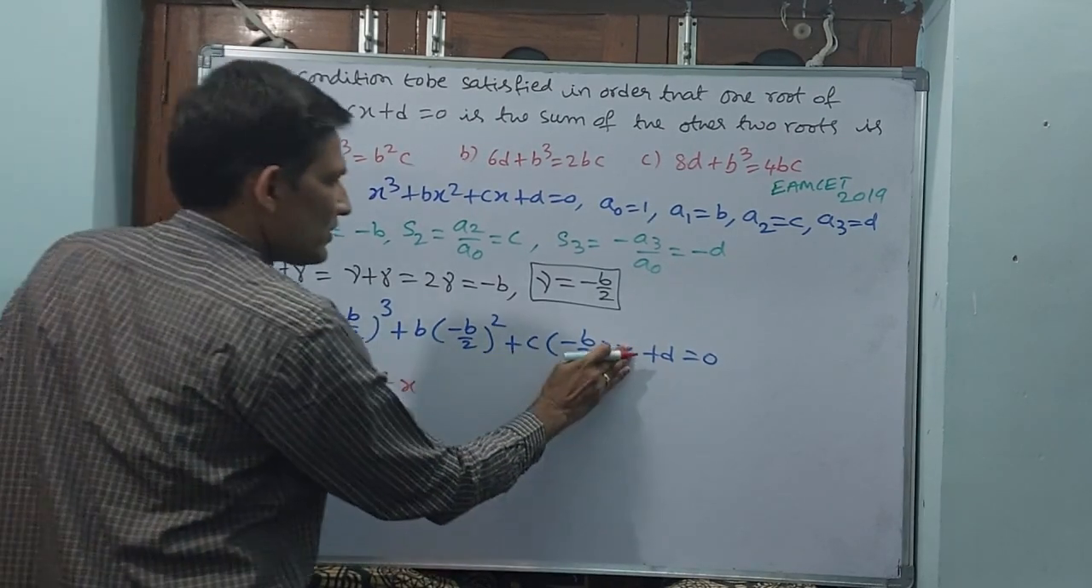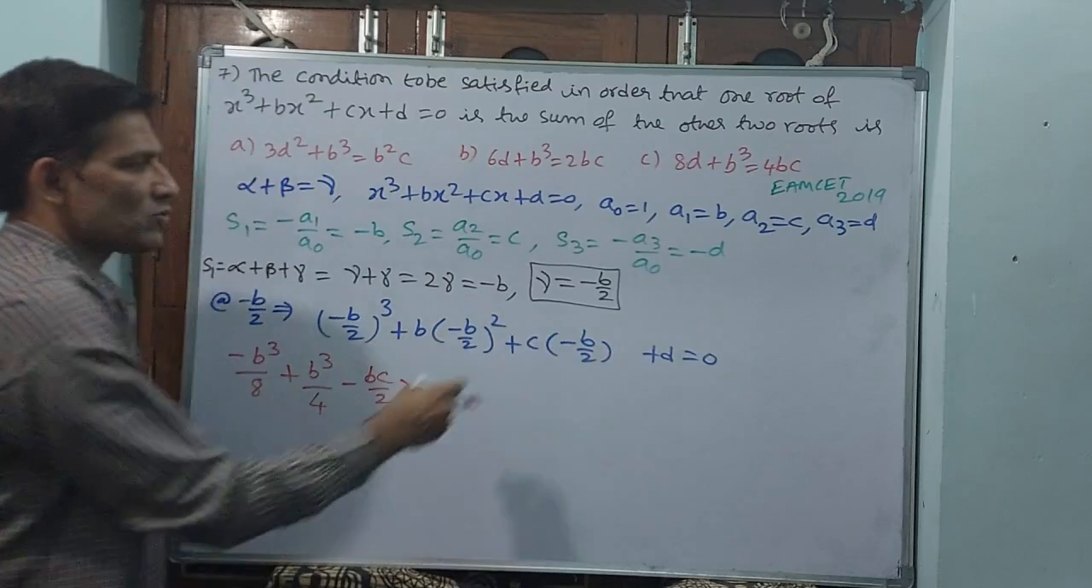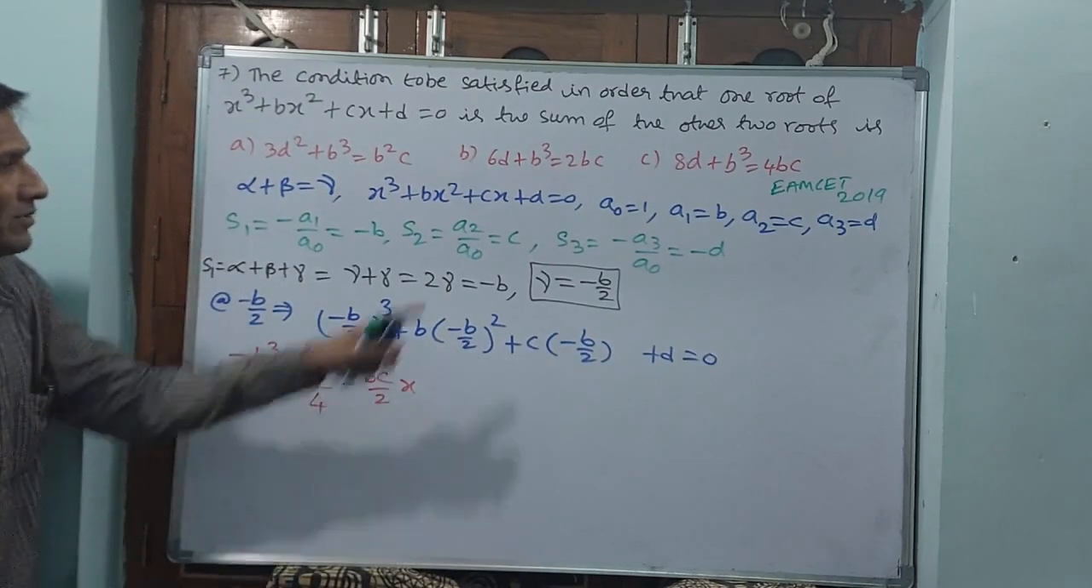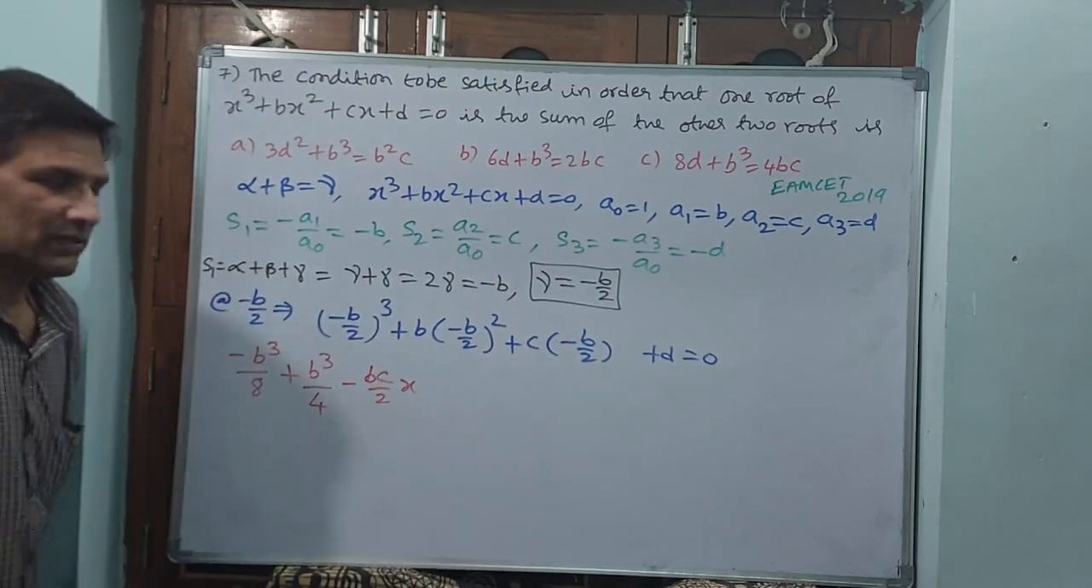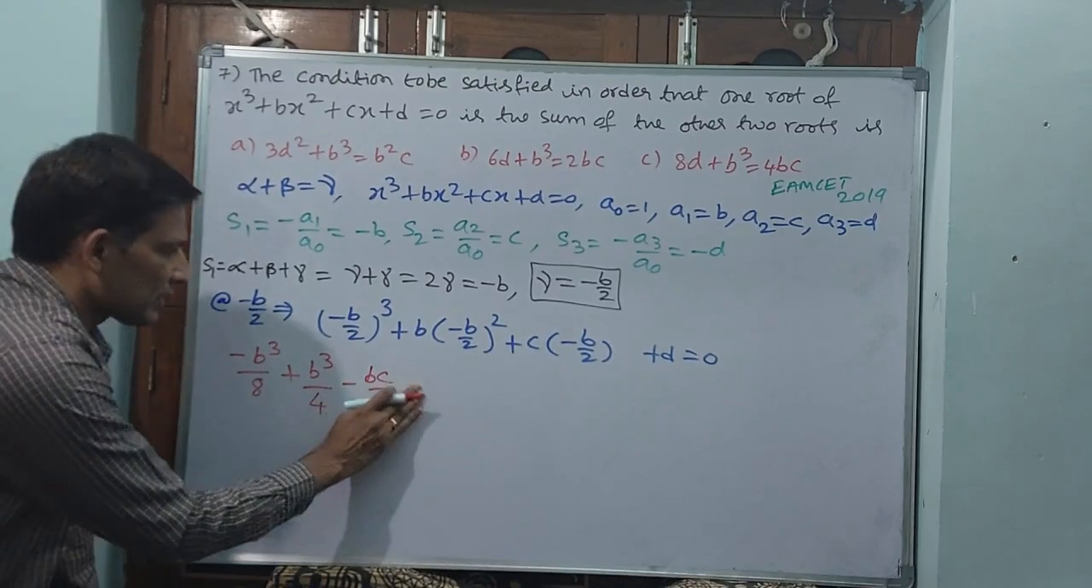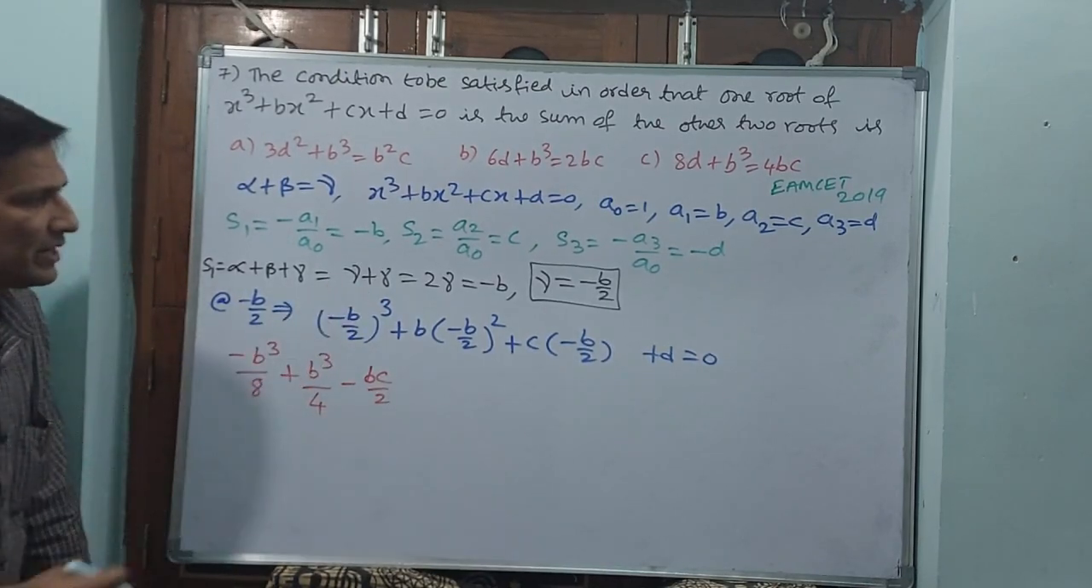See, X, how has it come? It will not come as X. Why? Because in place of X only, you have written C into X. Root. That is why X will not come. I have forgotten. Mistake. Okay.